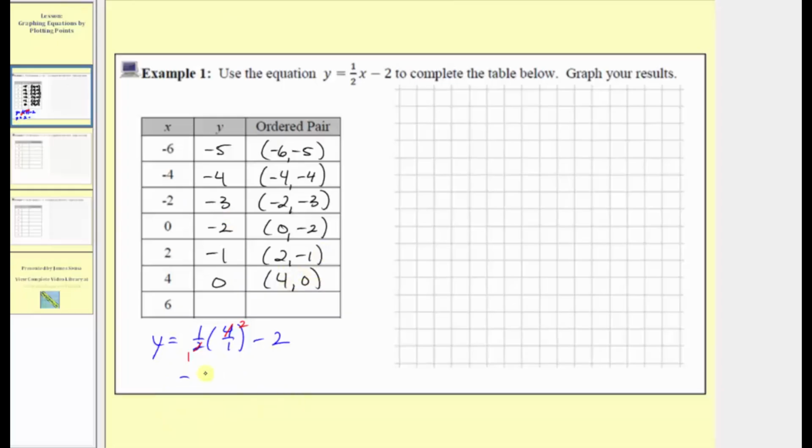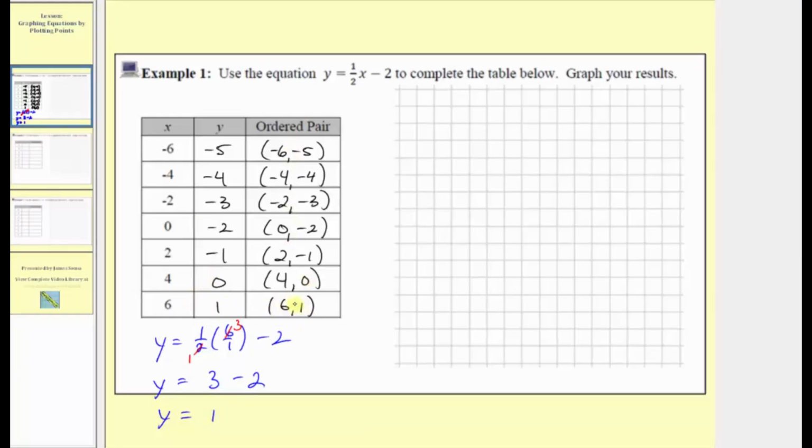And the last input is 6. So the output is going to be y equals 1/2 times 6, or 6 over 1, minus 2. 1/2 times 6 means half a copy of 6, which is 3. We're showing the work. There's 1, 2, and 2, and 3 2's and 6. So we have y equals 1 times 3 is 3, minus 2. Y is equal to 1. So when the input is 6, the output is 1. So the ordered pair is 6, comma, 1.